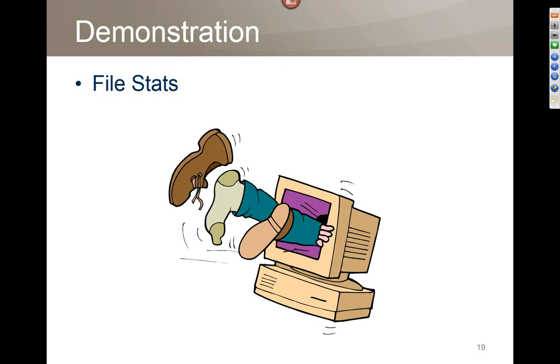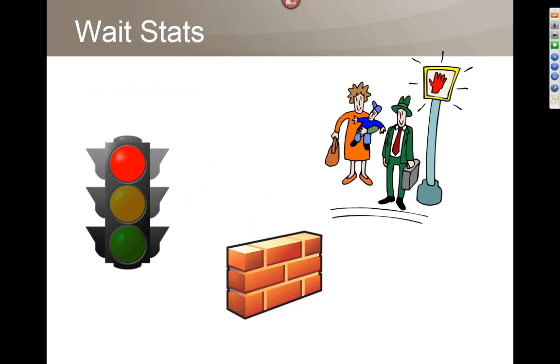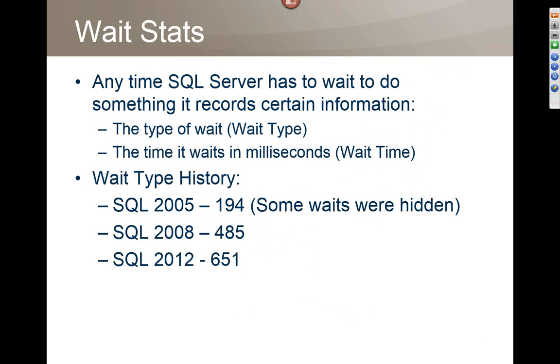All right. So now we get to the wait stats. Wait stats have been around for quite a while. Since 2005 they started out, and they had 194 different wait types. In 2008 they went up to 485 because, for one thing, some of them used to be hidden, and they exposed them, and then they added more. And then in 2012, as of SP1 I think, there's 651 different wait types in there.